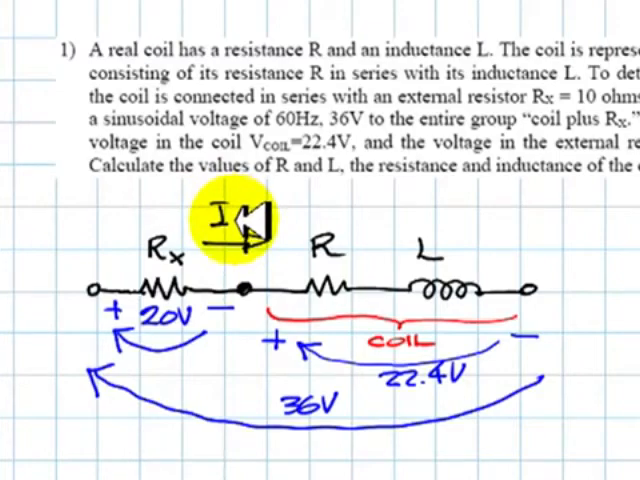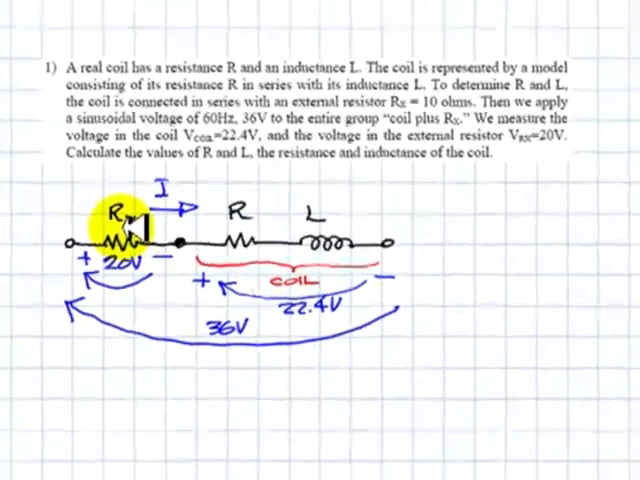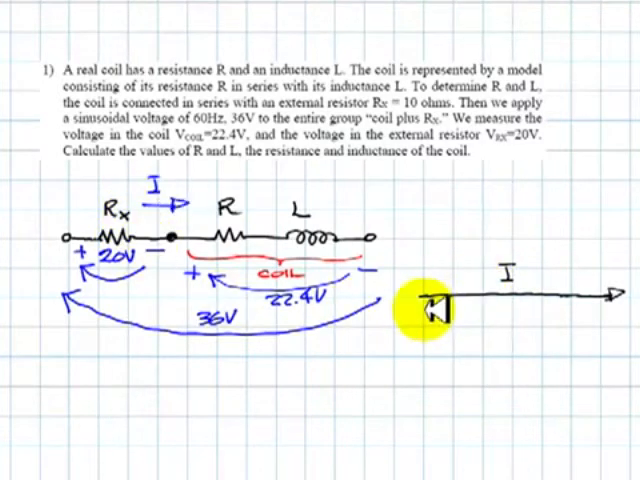So this current is assumed to have 0 degrees for a phase. Well, the voltage in Rx is going to have the same phase, 0. That's going to be our current. The voltage drop in this resistor is going to be in phase with that current. So this is the voltage in this resistor, voltage in Rx. I'm going to write there 20 volts.